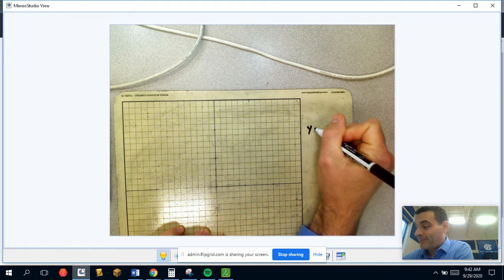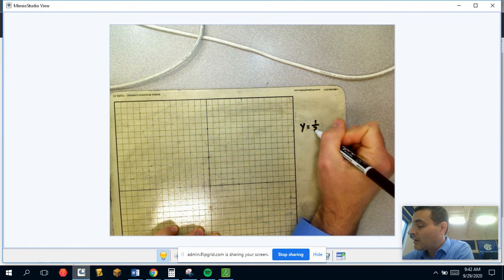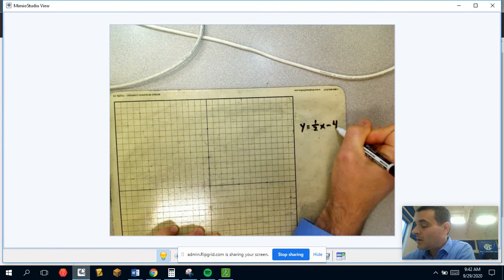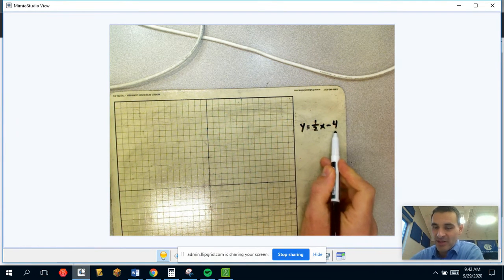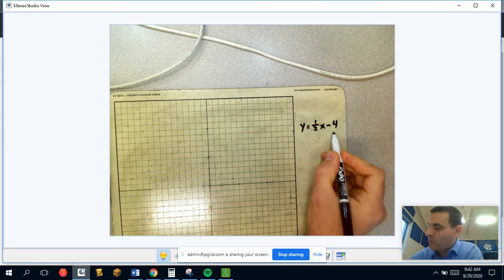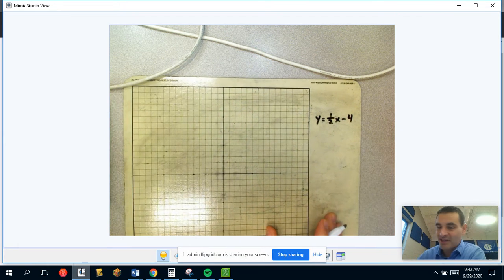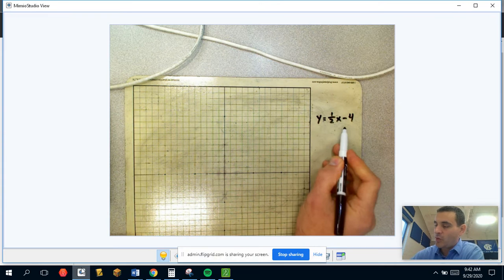So to do that, if we have it where y is by itself, like this one, we can find out where it is by looking at the constant, this -4 right here. So -4 is going to be our y-intercept, where it crosses the y-axis. Remember, the y-axis is the vertical axis. So we know it crosses here.